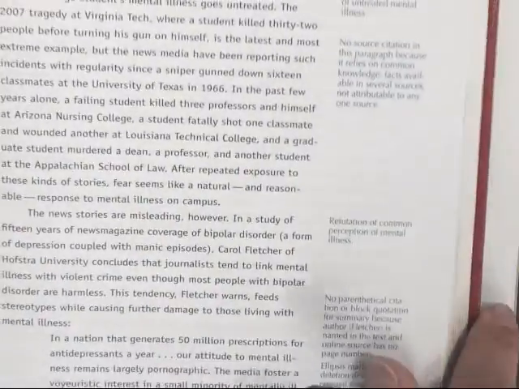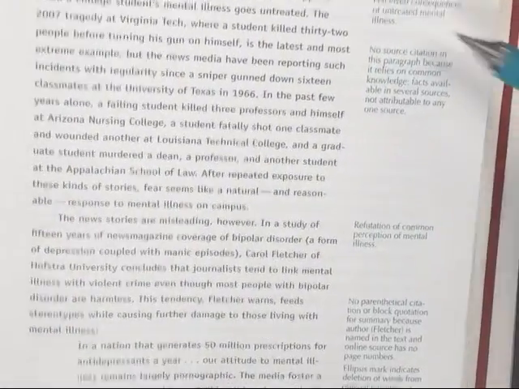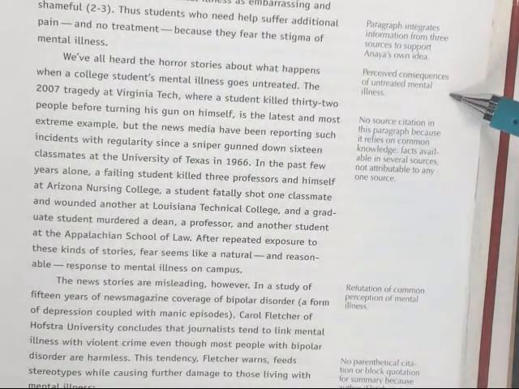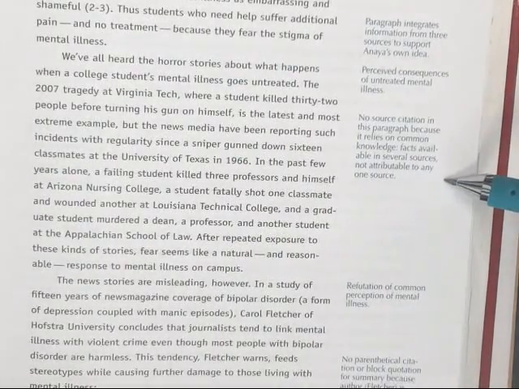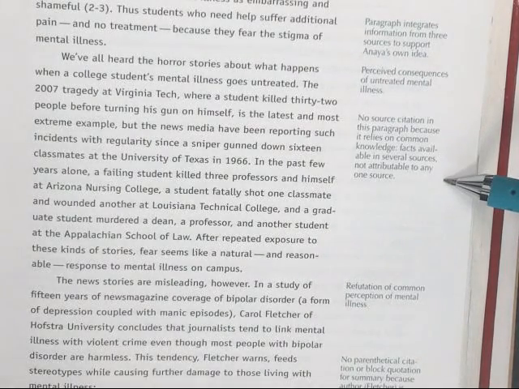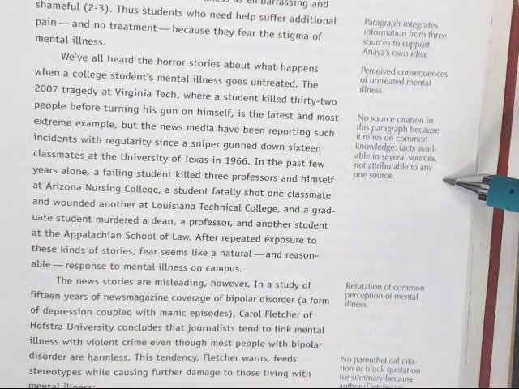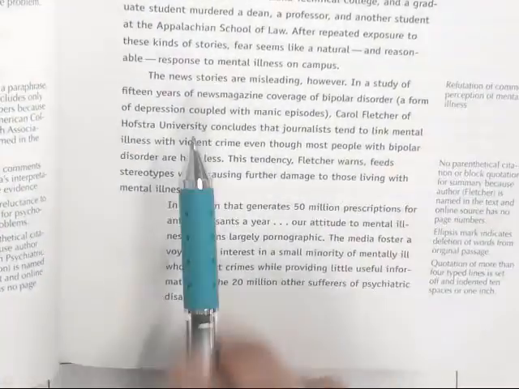And if you look on the side, your little side notes, the first thing it says is that we have her perceived consequences of untreated mental illness. But we also look at the idea that she has no source citation, because these are common knowledge and these facts are available in separate sources, so they're not going to be attributed to anything in specific. All right, the next paragraph.